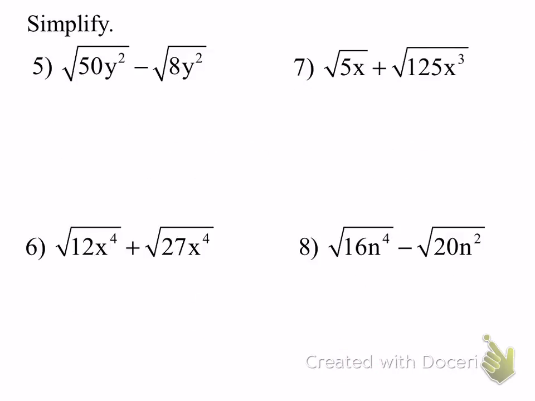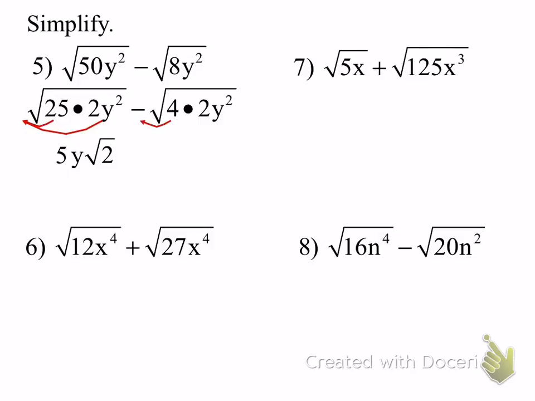All right, so we have variables. We're just doing the same thing. 50 is made up of? 25 and 2y squared. So I can pull a 5 out. I can pull a y out. Are you with me? Yep. Here I can pull a 2 out. I can pull a y out.